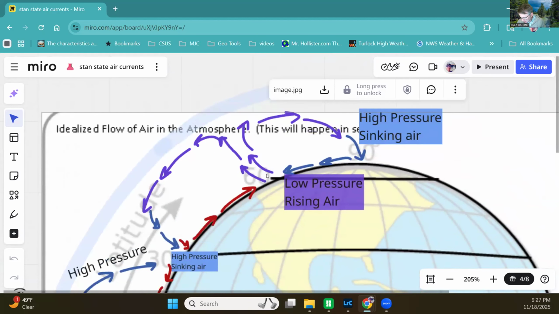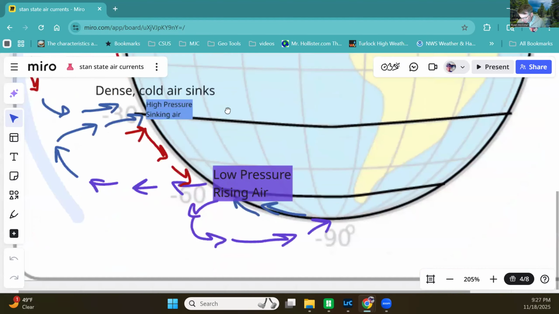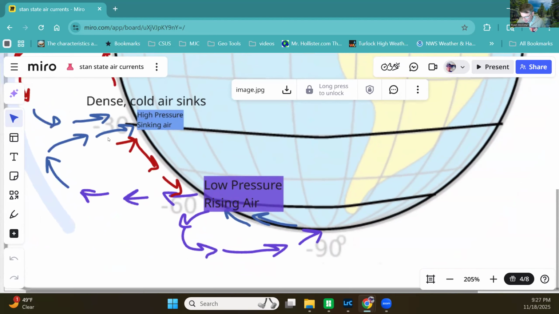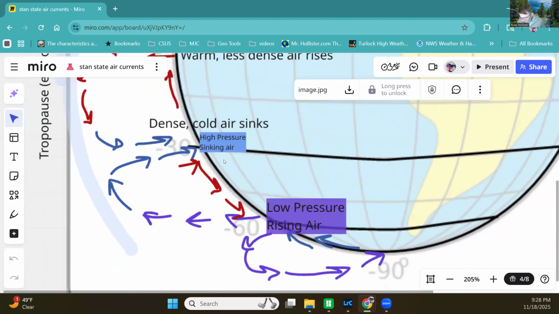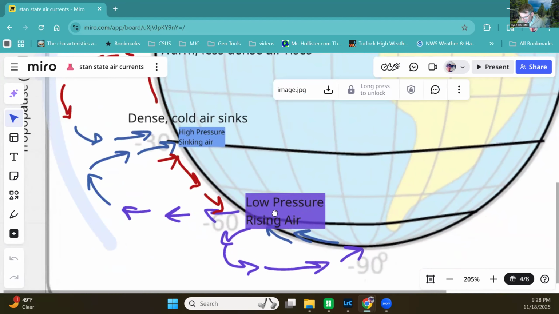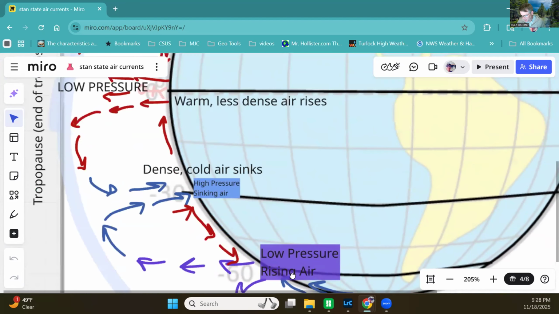And so again, up at 60 degrees north and 60 degrees south, just to recap, we had low pressure rising air there just because that air at 60 degrees is relatively much warmer than the air that's at 90 degrees. So you kind of get this upward motion. And some of it goes to the South Pole and back down, and some of it goes up to the troposphere and ends up at 30 degrees south here as well. But remember, dense cold air sinks, which makes high pressure. Low pressure is rising air, and that's a big deal.